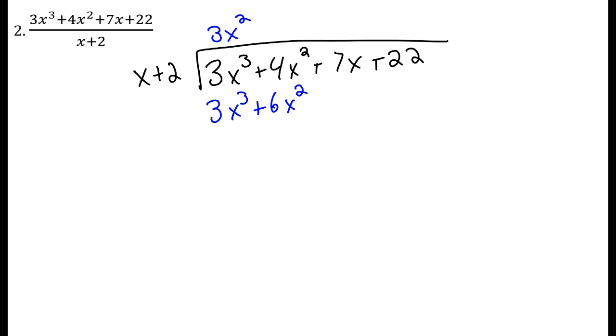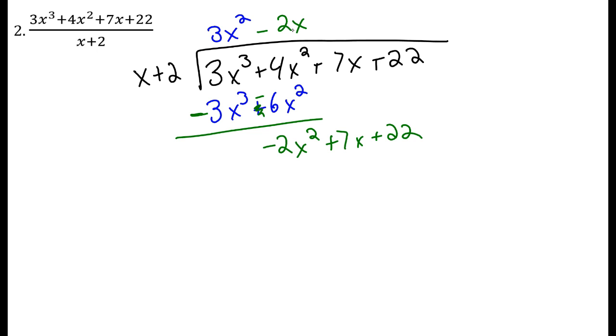Next step, subtract. Change everyone's sign. And we get 0. 4x squared minus 6x squared is negative 2x squared. I like to bring everyone down. You never know who you're going to need. And we say, what times x gives me minus 2x squared? And that's minus 2x. Minus 2x times x is minus 2x squared. Minus 2x times 2 is minus 4x. Subtract by changing everyone's sign. And we get 0, and then here we get 11x plus 22.